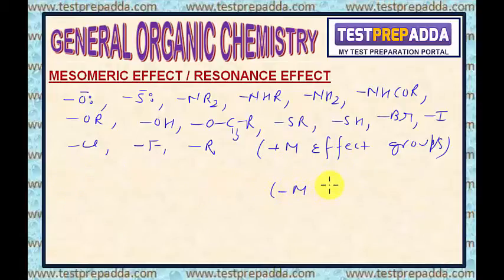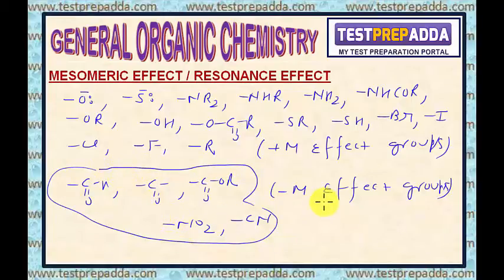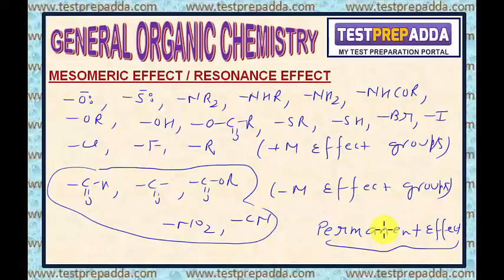Now I am writing the minus M effect groups. CHO, CO, COOR, NO2, Cl. These are the minus M effect groups, meaning electron withdrawing through resonance. And students, please note that mesomeric effect or resonance effect is a permanent effect. This is a permanent effect like inductive effect. Now let me tell you the comparison between inductive and mesomeric effects.